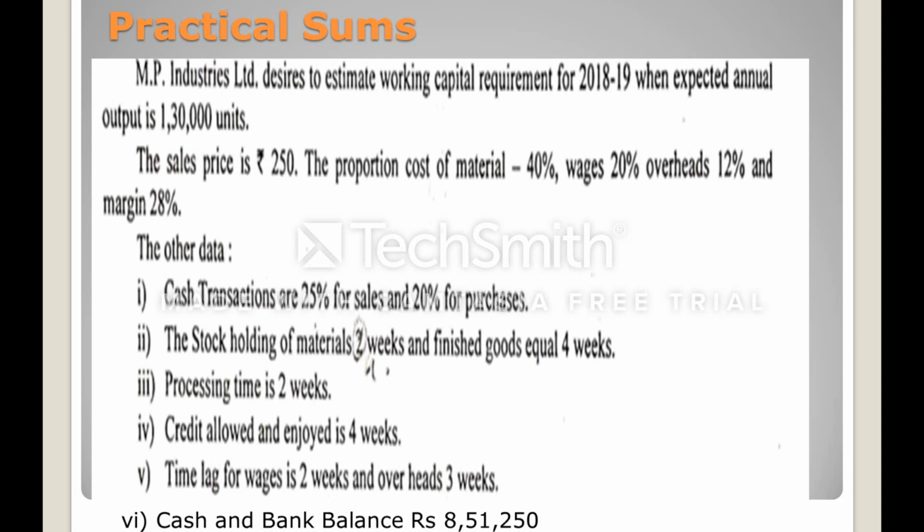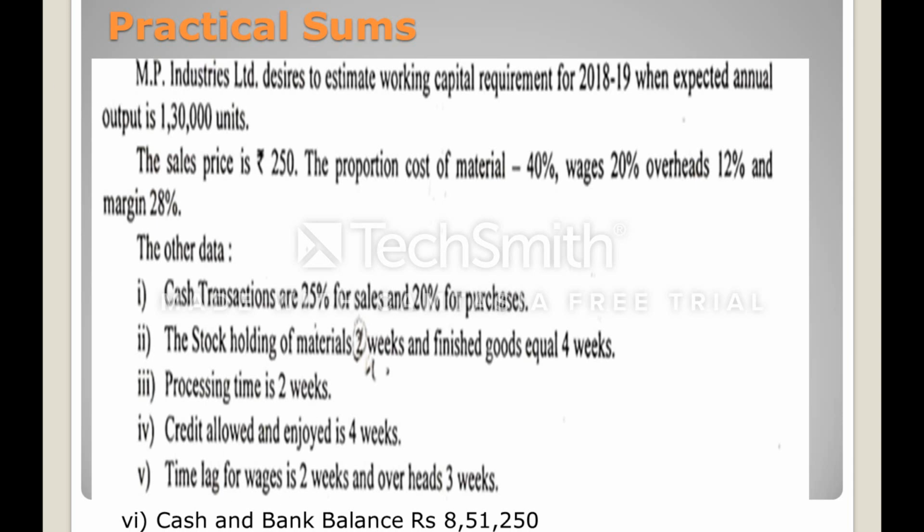Let us understand. Suppose there is one company, MP Industries Limited, who desire to calculate or estimate working capital, how much would be the requirement for the year 2018. They have given you information that the output which is produced and sold is 1,30,000 units in a year, annually. That means in a year. First working note. Remember, if units are given in a year, I need to convert that into month or week depending upon the adjustment.